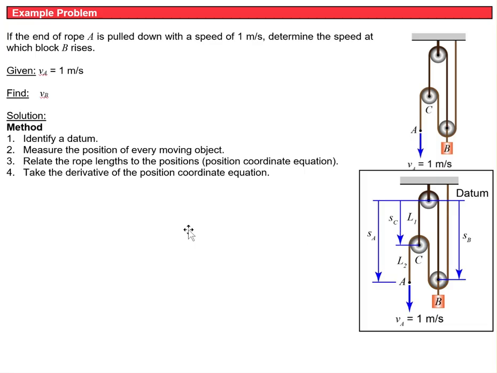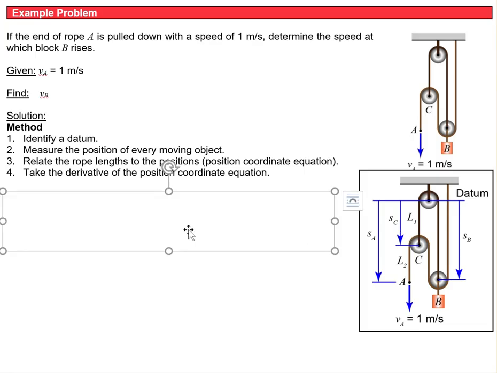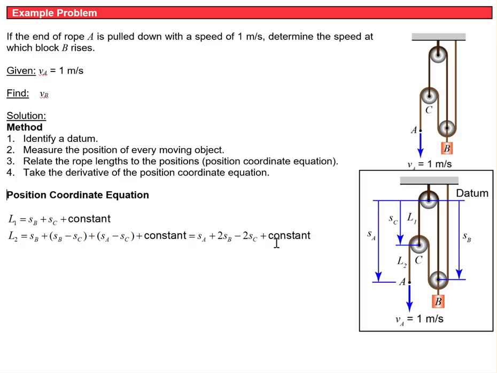All right. The next thing we want to do is relate the rope lengths to the positions. So I've labeled the ropes as rope 1 and rope 2. All right, so rope 1, how long is it? Well, it's 1 SC plus 1 SB. And then the little parts that go over the pulley, that's part of the constant. That distance never changes. So that's in the constant.